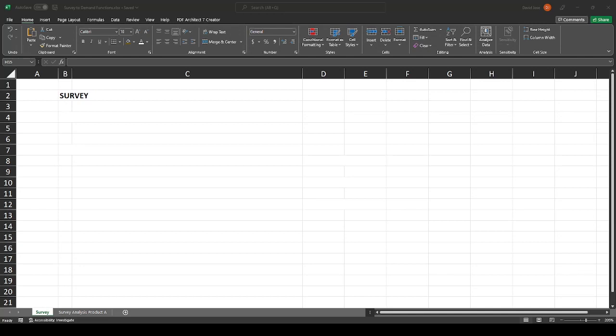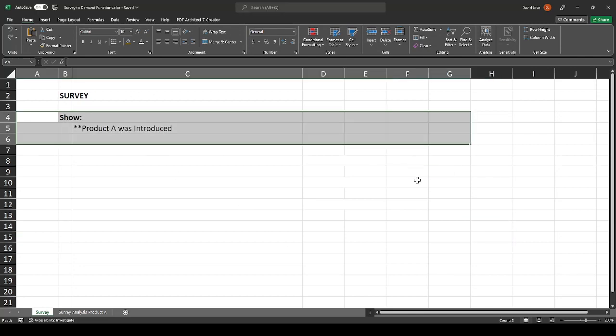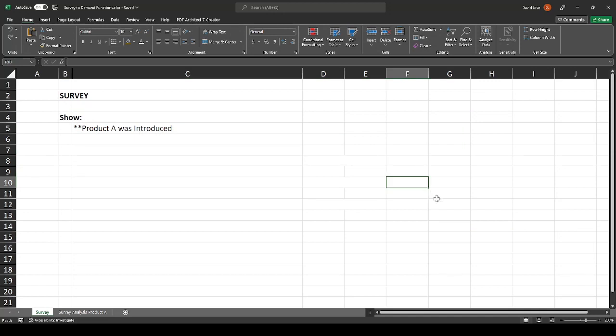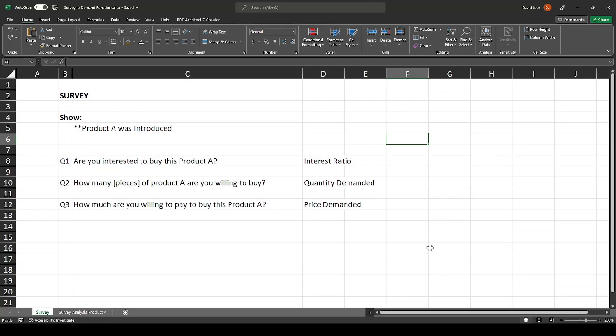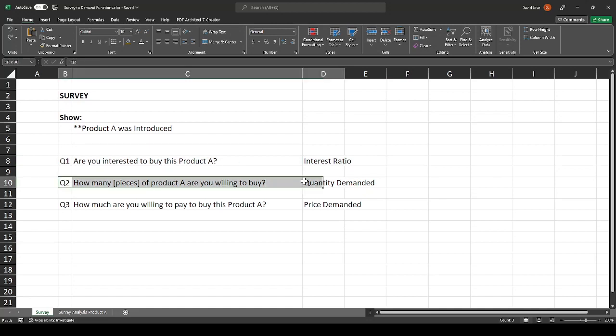So the first thing that you need to do is, of course, to have a survey, and you need to show the product, the features, the problem that it can solve, etc. And then, without giving them the price range, the next question is: are you interested to buy this product? And how many pieces of product A are you willing to purchase, and how much are you willing to pay to purchase this product A? So question 1 is for interested ratio, question 2 is quantity demanded, and question 3 is for price demanded.